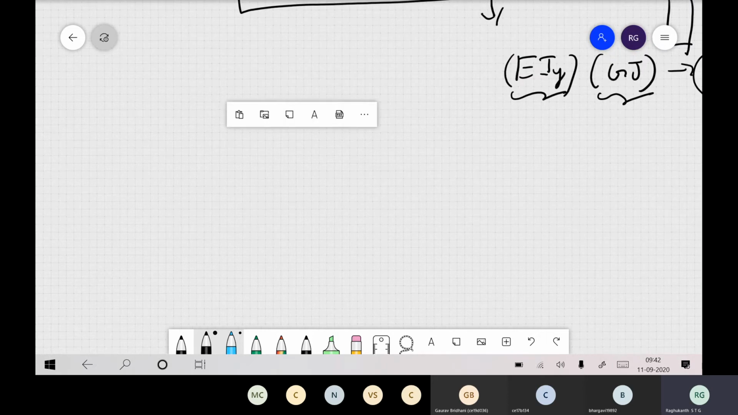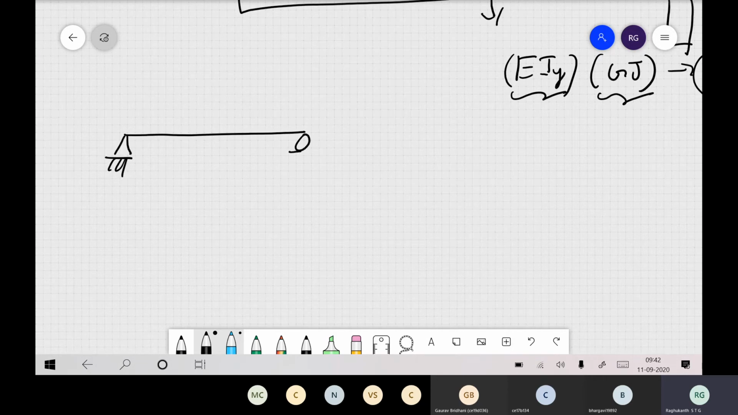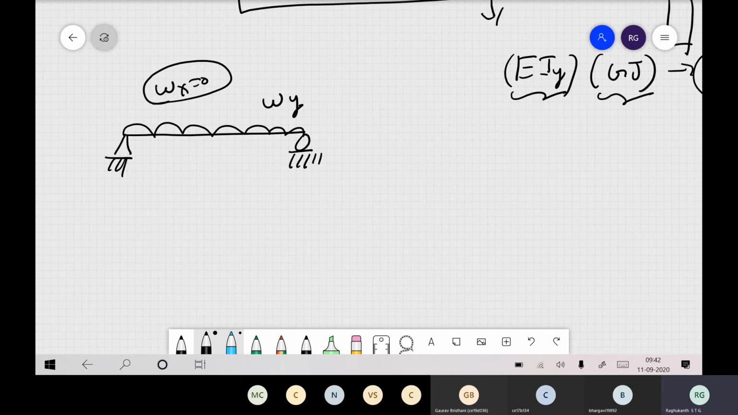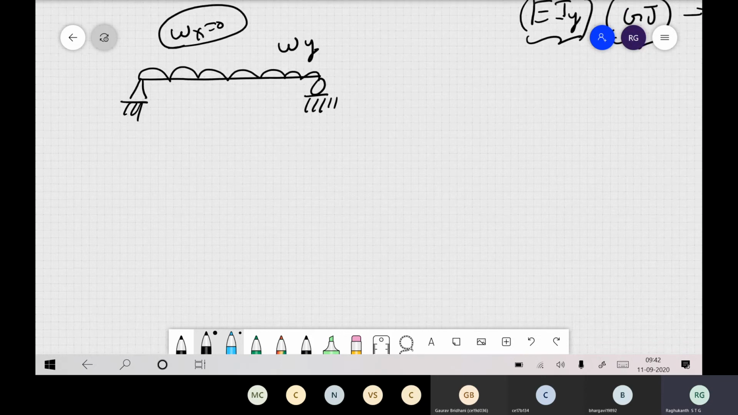Now let us move towards cases where we may not have pure bending. What is the next thing? Now you have a simply supported beam, say, with UDL. So the UDL is WY, and of course WX is 0. We ignore this biaxial bending. Now what is the buckling load? You have to find out the critical buckling load.